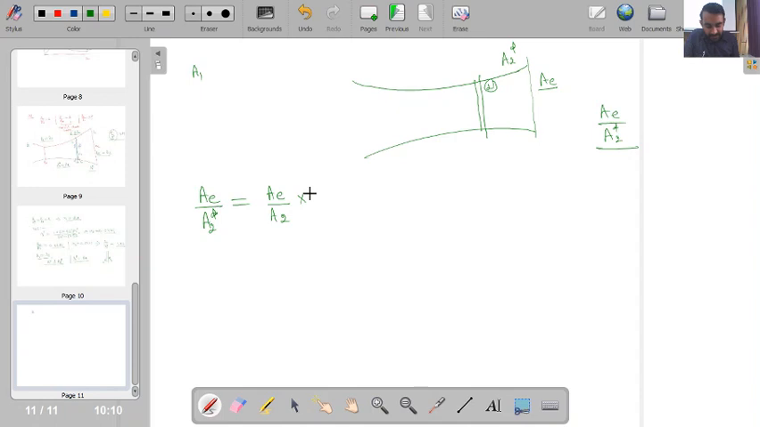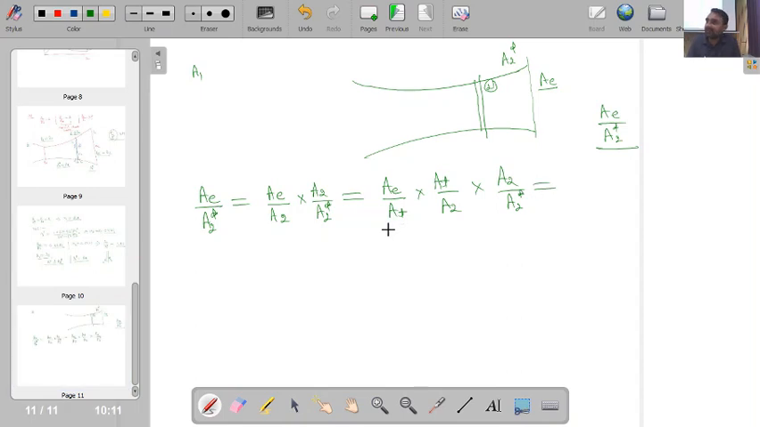So AE by A2 into A2 by A2 star. I have multiplied and divided by A2. Then I will also divide and multiply with the throat area. So I have done AE by AT into AT by A2 into A2 by A2 star. Now can you tell me what is AE by AT? AE by AT is given in the question, which is 3.